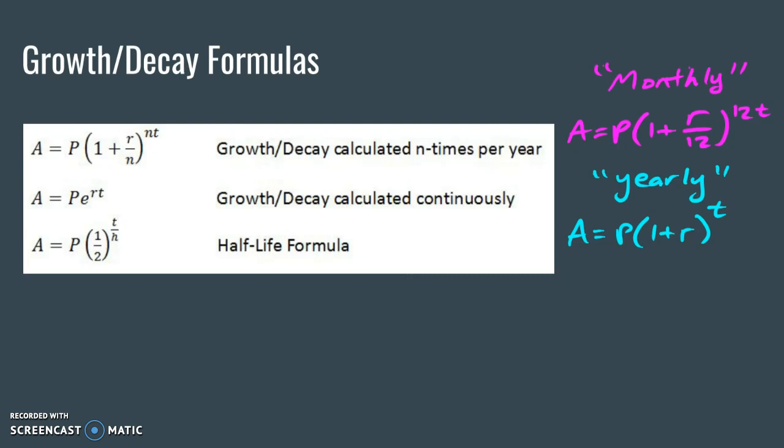And finally, the third formula is a specific type of decay formula called the half-life formula. You might have seen this before if you have taken a chemistry class.